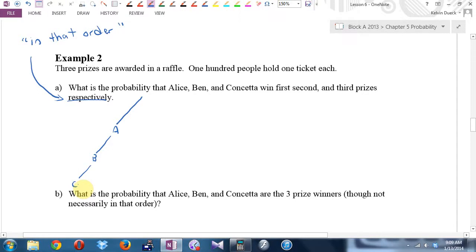If they had said, what's the probability that Alice wins, Ben doesn't, and Conchetta does, in that order, okay, that's a much, much tougher question. I'd probably have to go to some kind of a permutation approach. But here, since it's win, win, win, oh, and Alice wins the first prize. How many tickets are there? How many tickets does Alice own? What's the probability that she wins?